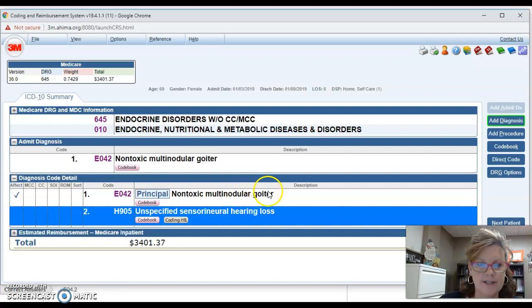This one was tricky. Some of you had H90.3, which was bilateral. Keep in mind, it's unspecified. If you look through the documentation, they don't really state anywhere what ear, if it's left or right, or if it's both. So unfortunately, with that documentation, we have to go with unspecified.